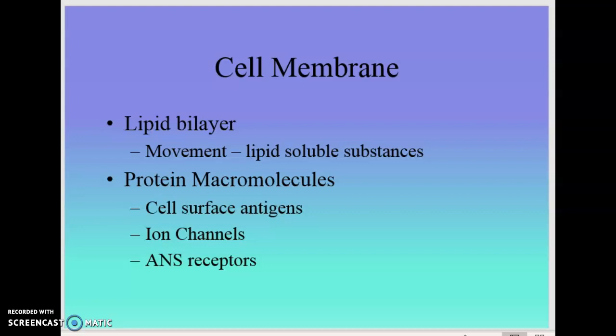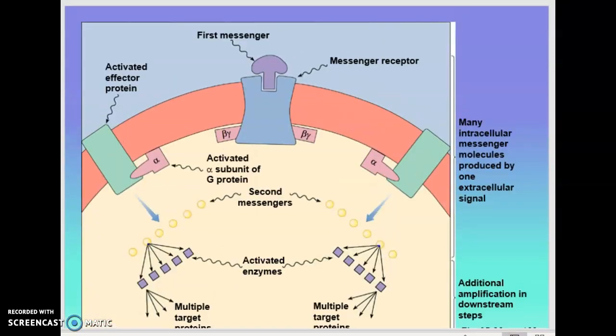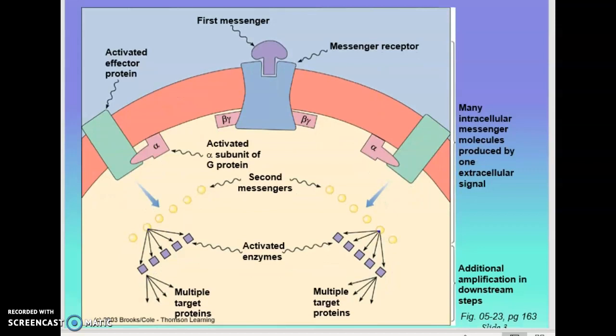beta-adrenergic neurotransmitter, norepinephrine, the alpha-adrenergic neurotransmitter, and also the muscarinic receptor that responds to acetylcholine. Now, when you look at this cell membrane, you see the cell surface receptors. So one of the ones that you see is an activated protein receptor.